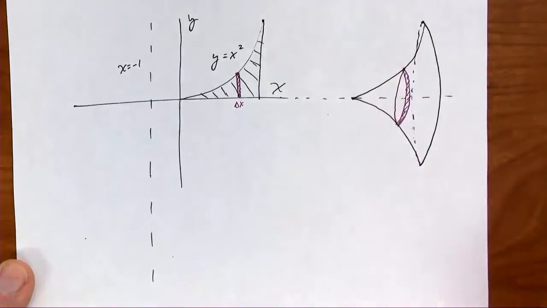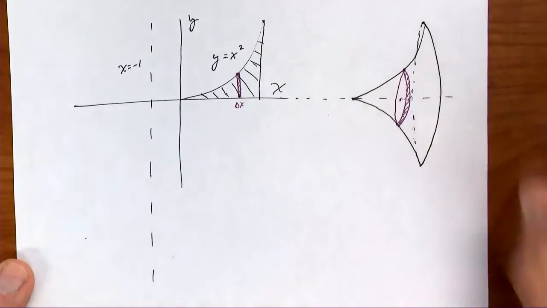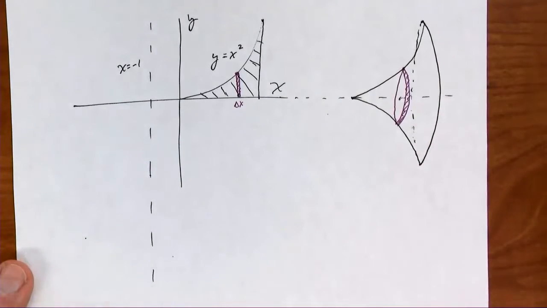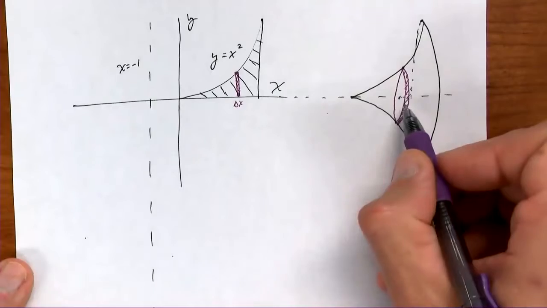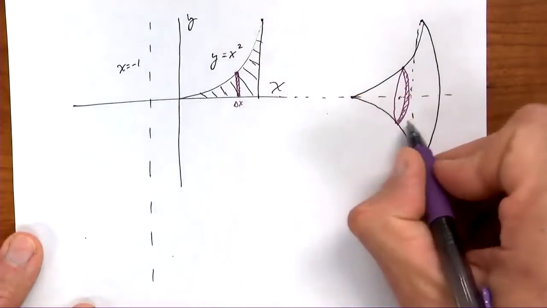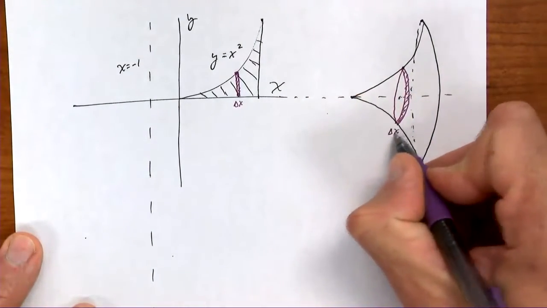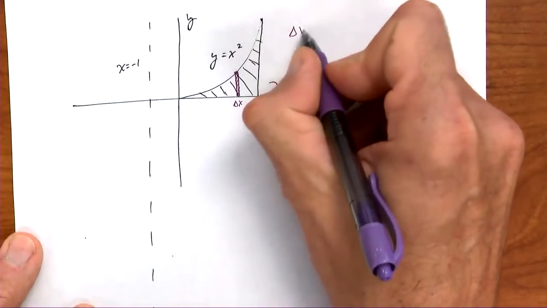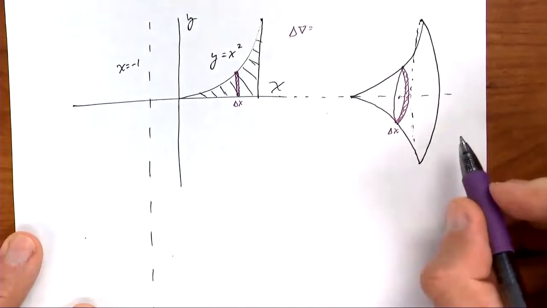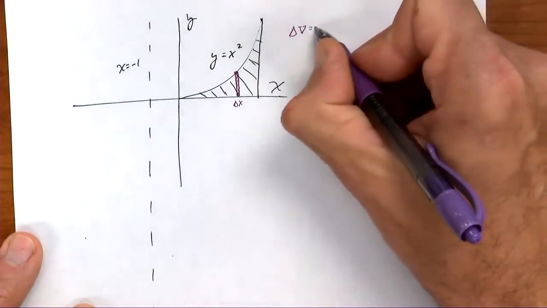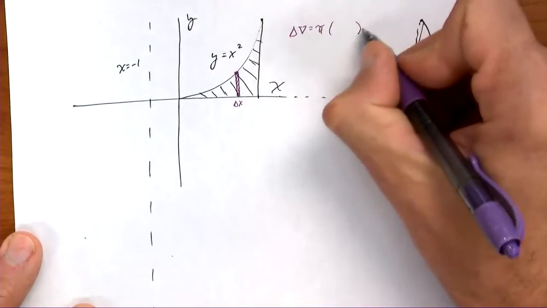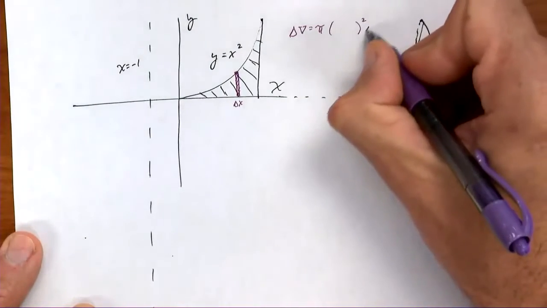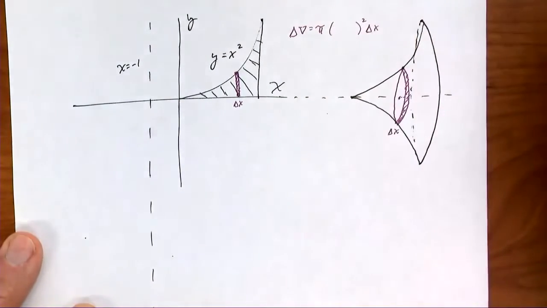We're going to see then is that disk right there. So what we want to do then is find the volume of this disk. This thickness of delta x here is going to be the same as the thickness right here, delta x. So my delta V, that is the volume of that one thin slice, is going to be the area of the face, which is pi r squared, times the thickness, which is delta x.